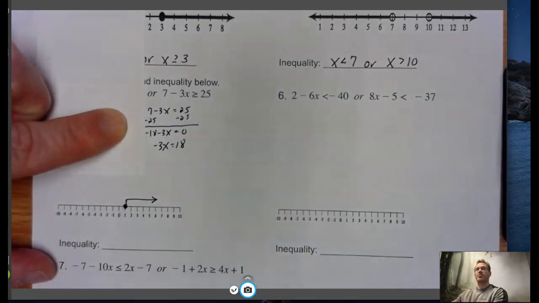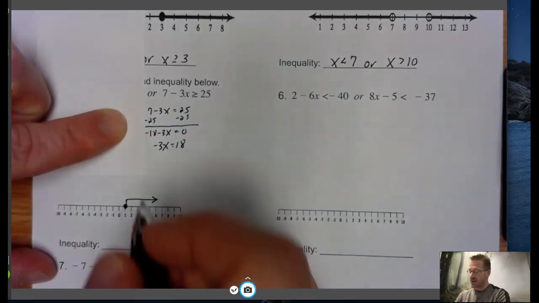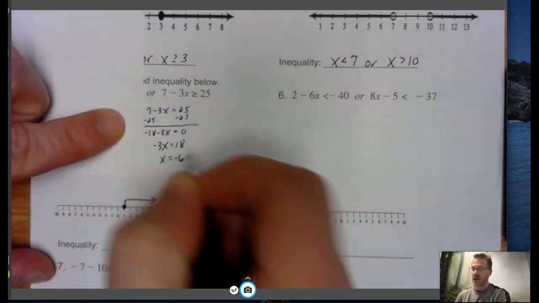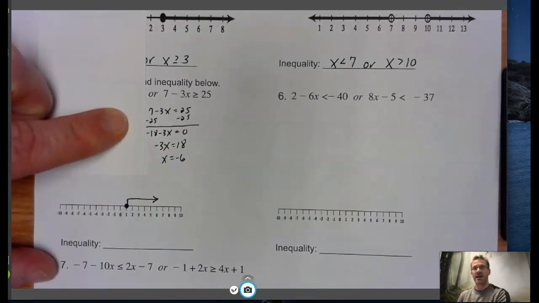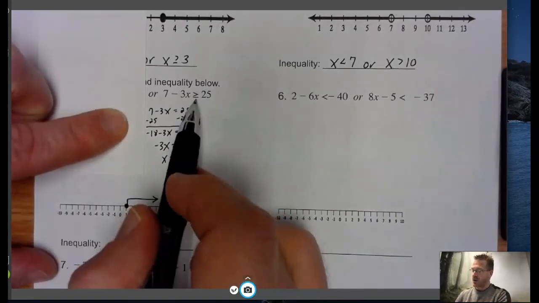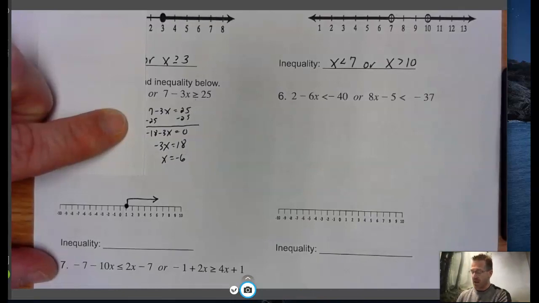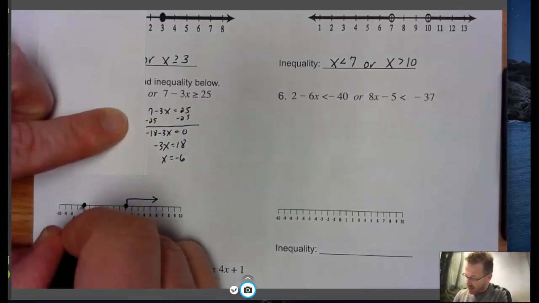Now, -3 times what is positive 18? That would be x equals -6. So there's my second anchor. Once again, I go back to my inequality symbol. It's greater than or equal to. So I'm going to have a solid dot on my anchor.